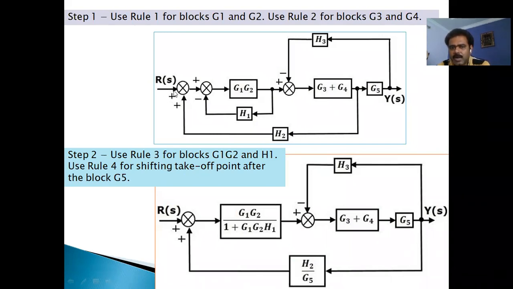So in this case R of S is the input. Here I have replaced with G1, G2 and this. Next, note down that figure.